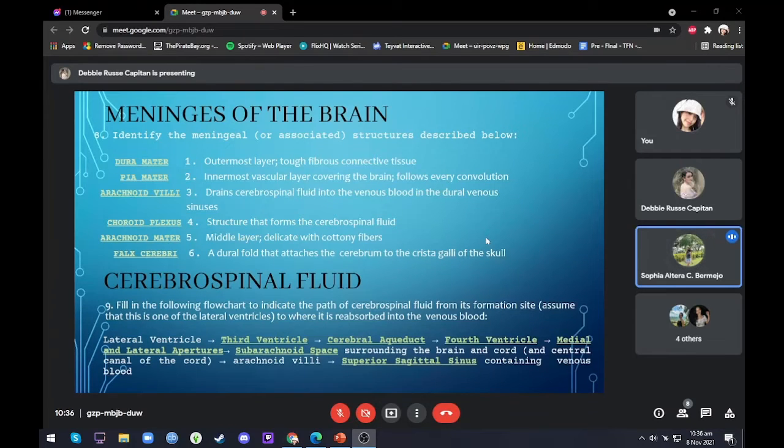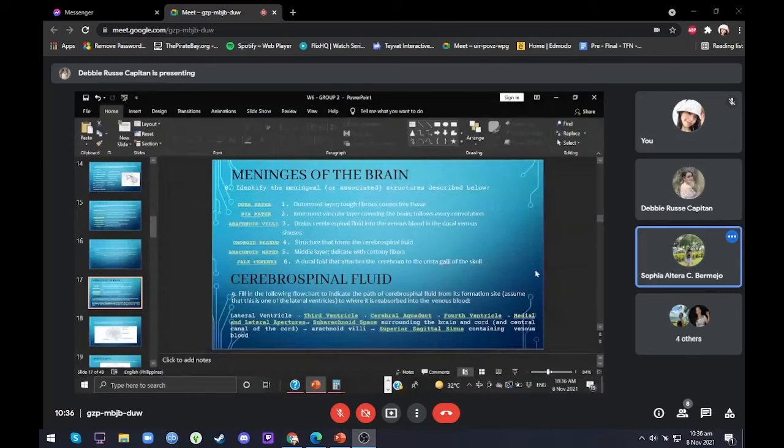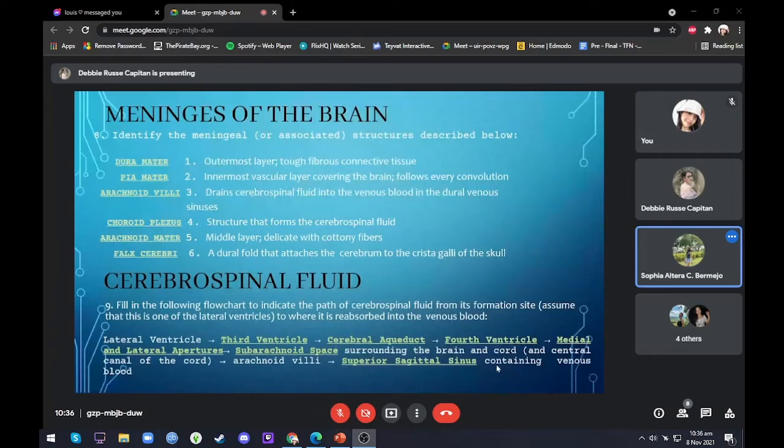So, number 8, identify the meningeal or associated structures described below. So, number 1, it is the dura mater.